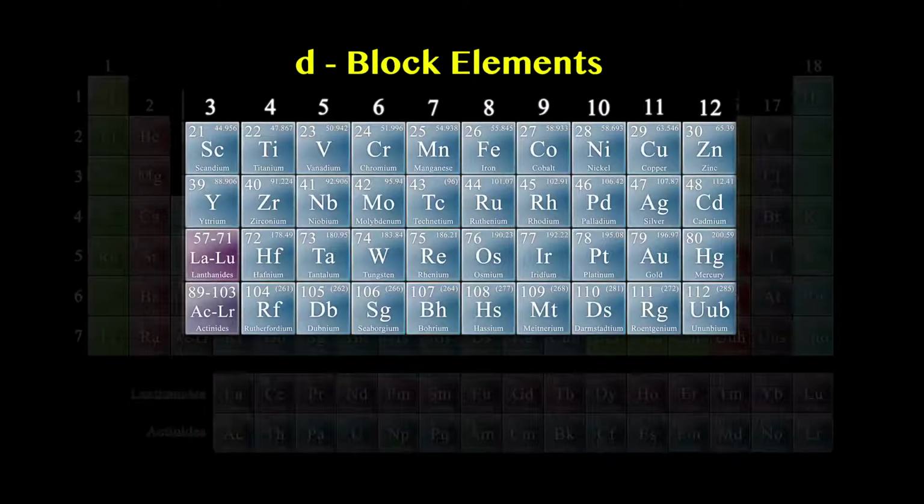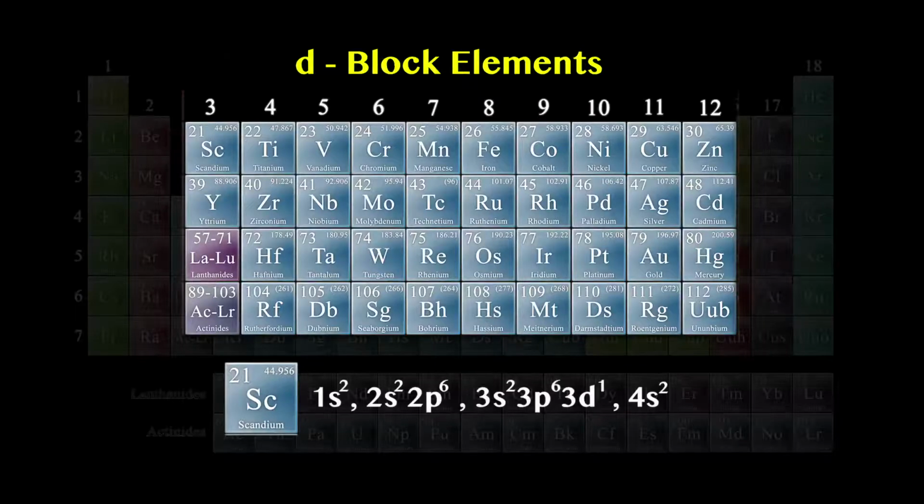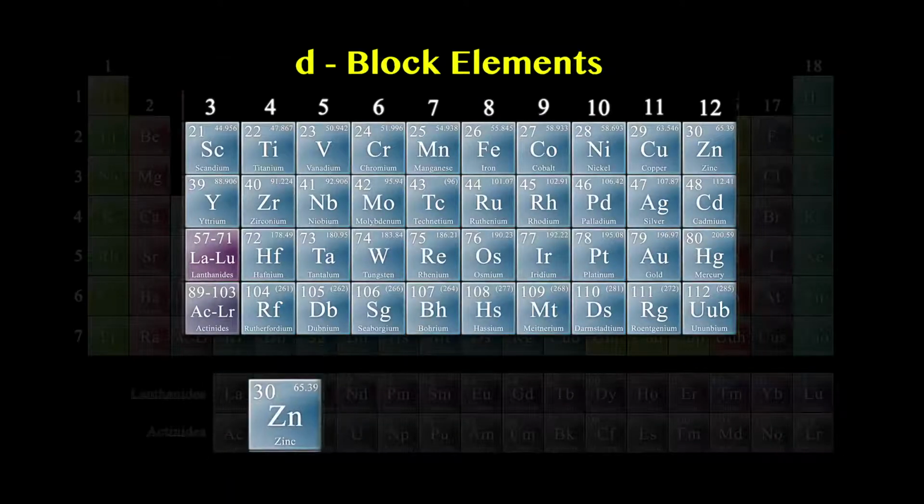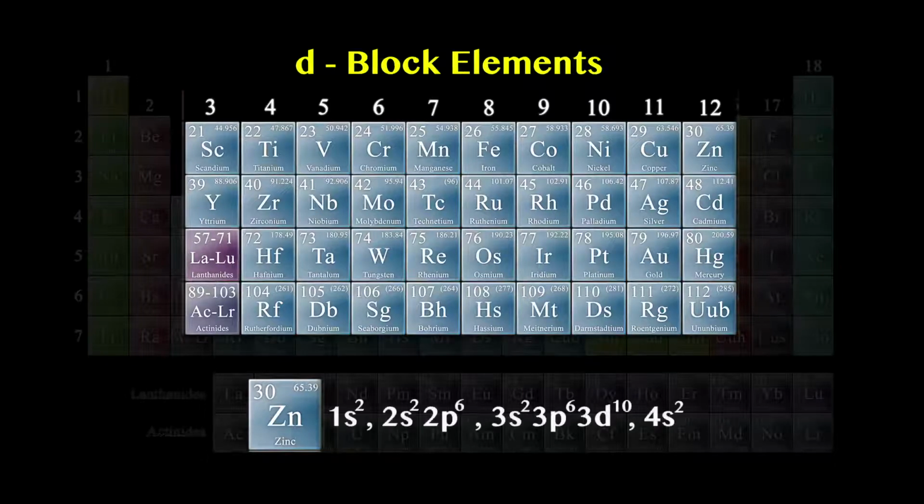Suppose we take the electronic configuration of scandium. The atomic number is 21. The electronic configuration can be written as 1s2, 2s2, 2p6, 3s2, 3p6, 3d1 and 4s2. Similarly, for zinc, the atomic number is 30. The electronic configuration is 1s2, 2s2, 2p6, 3s2, 3p6, 3d10, 4s2.